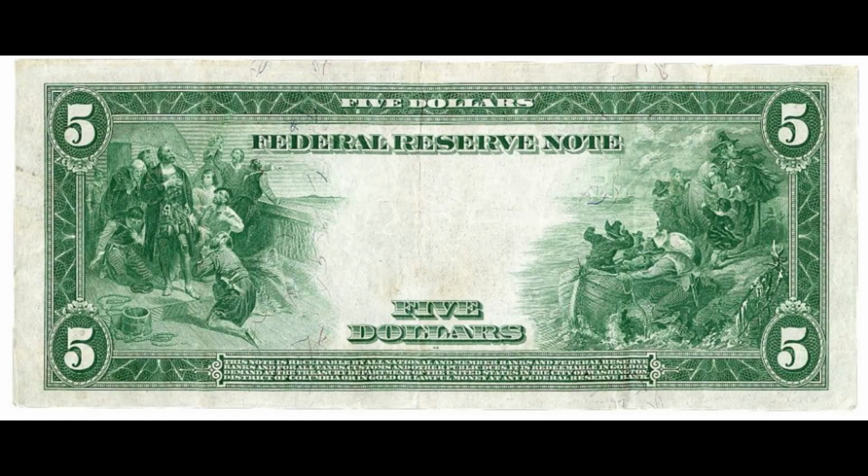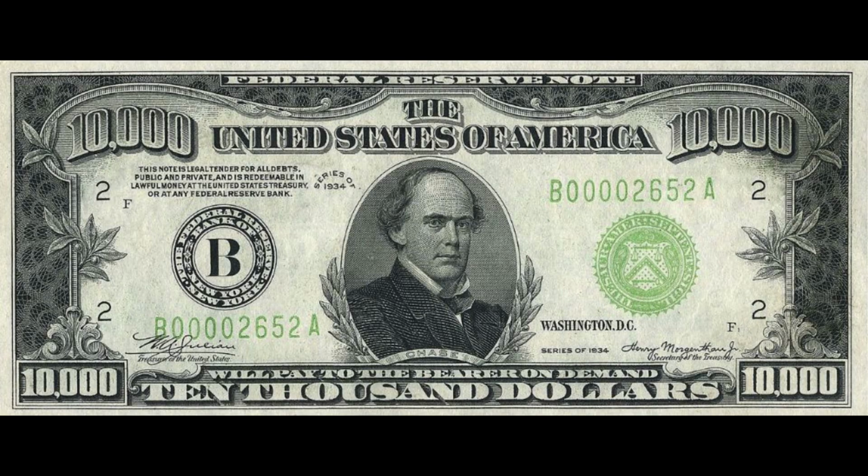$5, 1914. The backs of banknotes depicted iconic moments in American history. This Federal Reserve $5 bill illustrates the struggles and problems of early American settlers. $10,000, 1934. Seeing a man who has never been president on a United States banknote is odd, but Simon Chase was the exception to the rule.